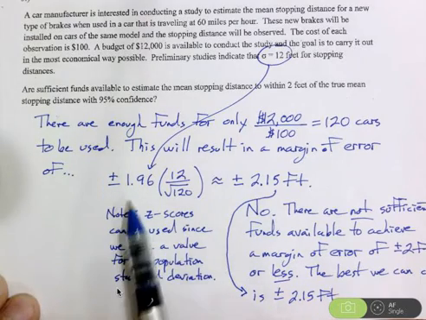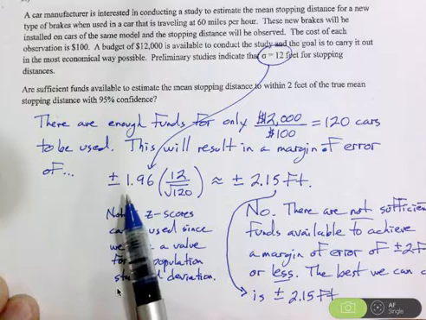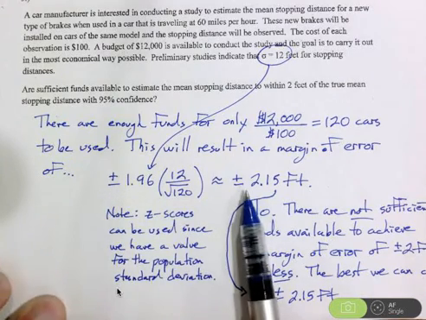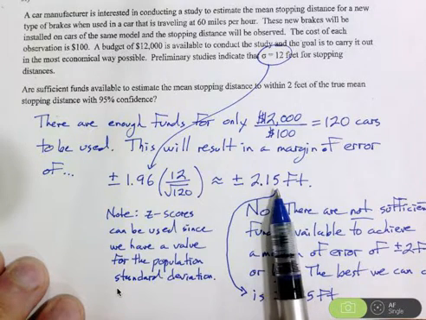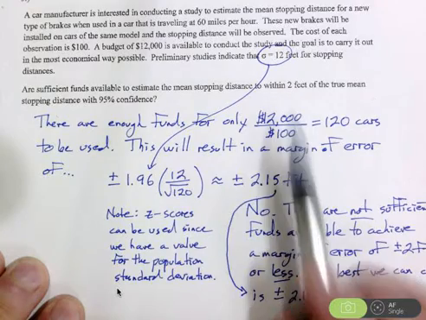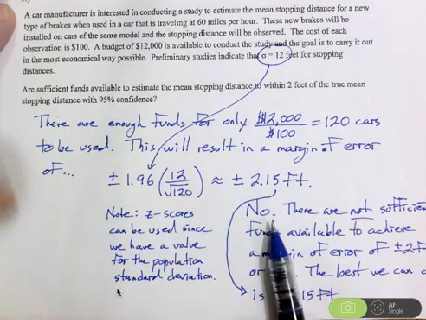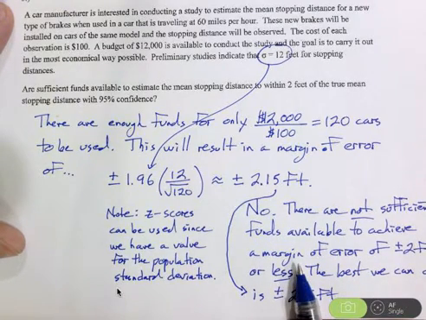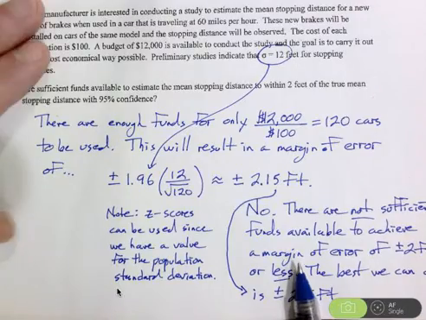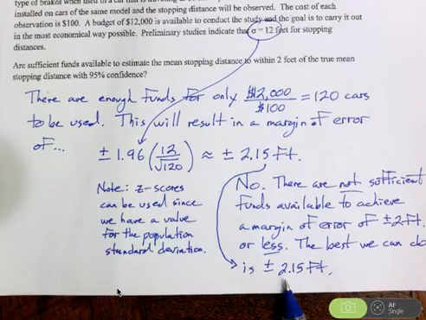So if we find the actual margin of error, this is the best margin of error that we can do with our sample size of 120. That margin of error is plus or minus 2.15 feet. Well, that doesn't accomplish it. We want to be within 2 feet of the true mean. The best we can do is be within 2.15 feet. So no, we do not have sufficient funds to get that margin of error to be less than plus or minus 2 feet.